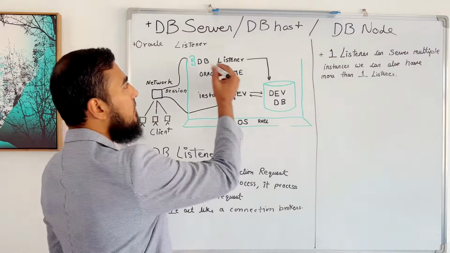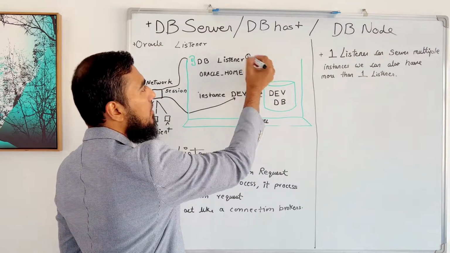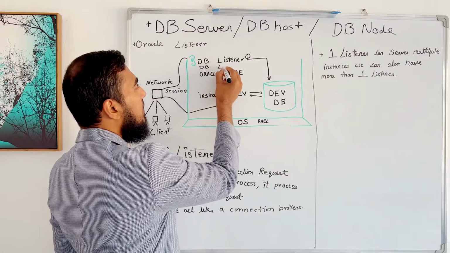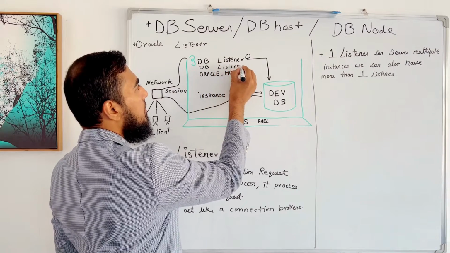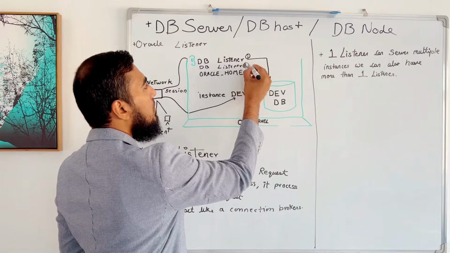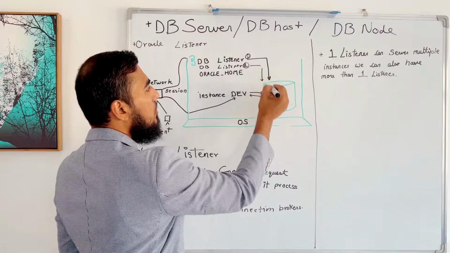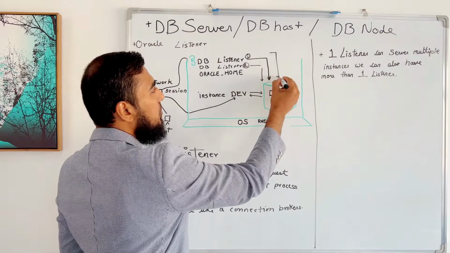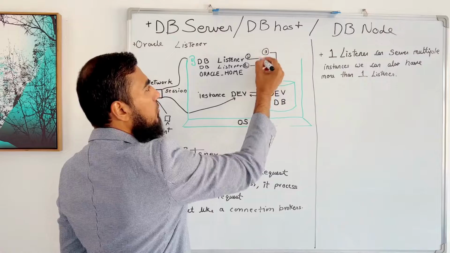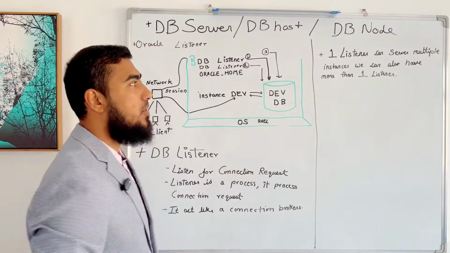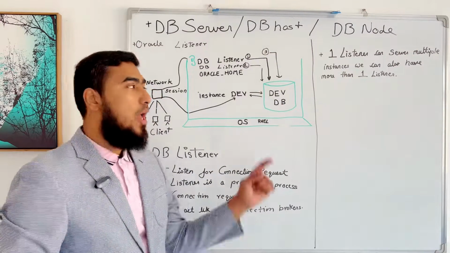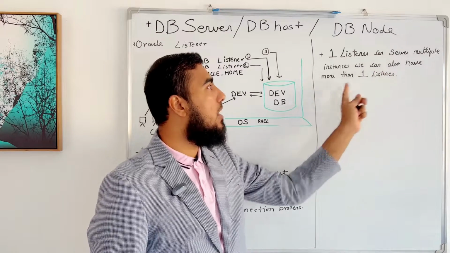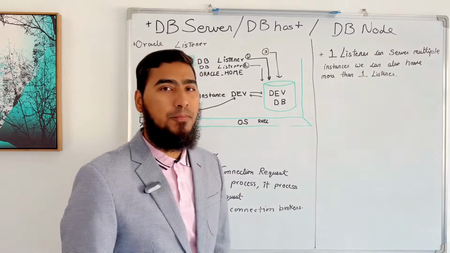Let's say we have database listener 1, which is for dev. We can have database listener 2. This can also point to the database. We can also have listener 3. That can also point to the dev database. On the other hand, what is this line telling? We can also have more than one listener.